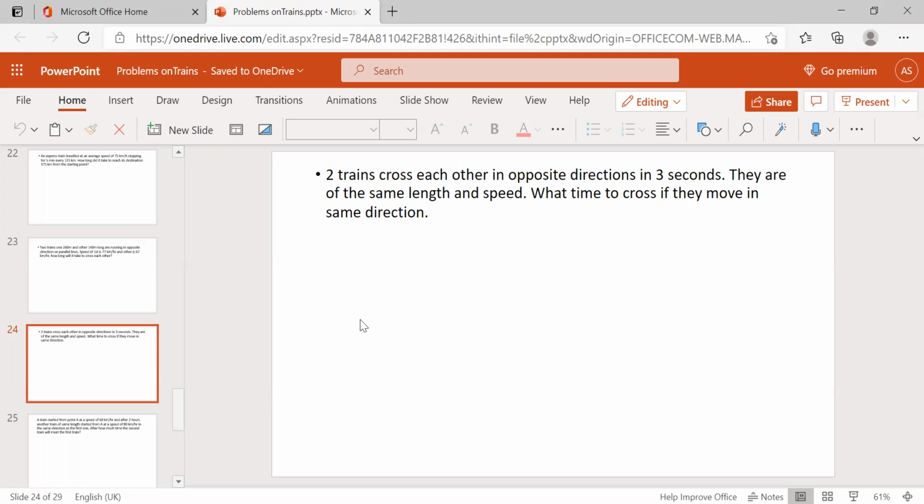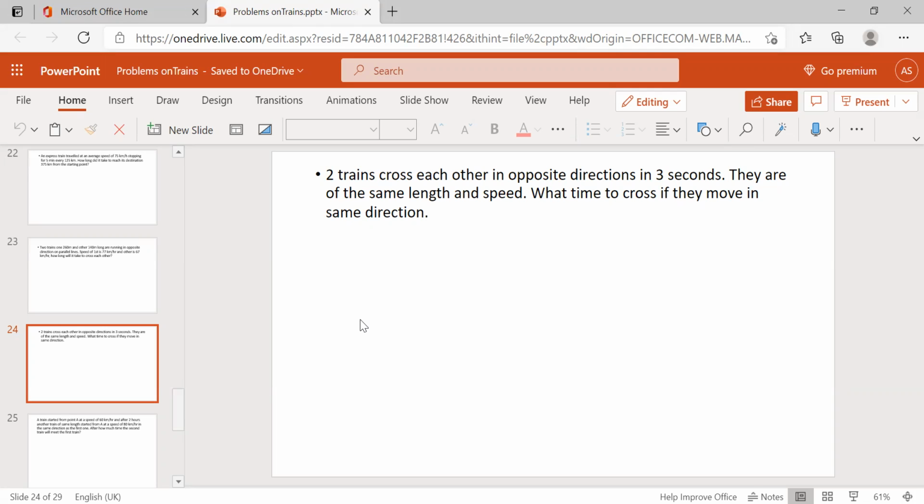Two trains cross each other in opposite direction in 3 seconds. They are of the same length and same speed. Both trains' lengths will be same and speed will also be same. What time to cross if they move in same direction? What they're asking is, they cross each other in opposite direction in 3 seconds, and we need to find the time if they are moving in the same direction.